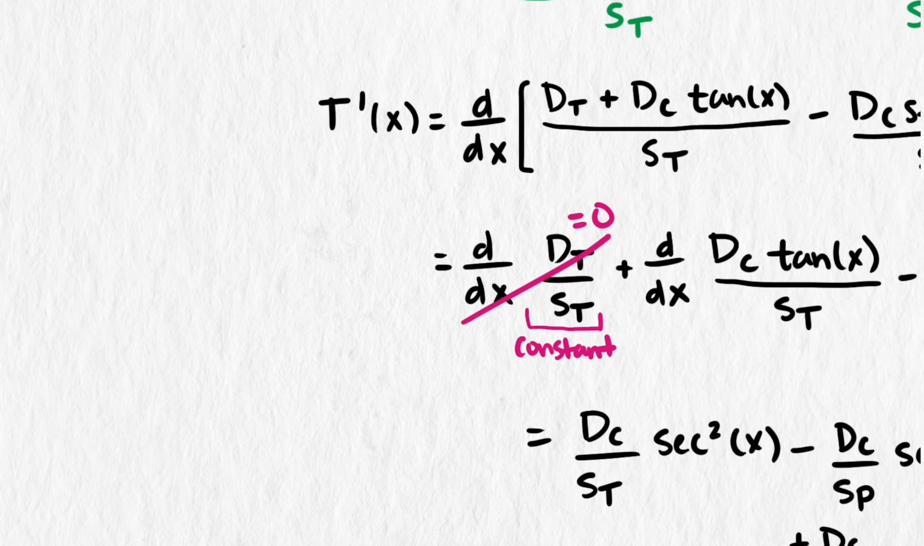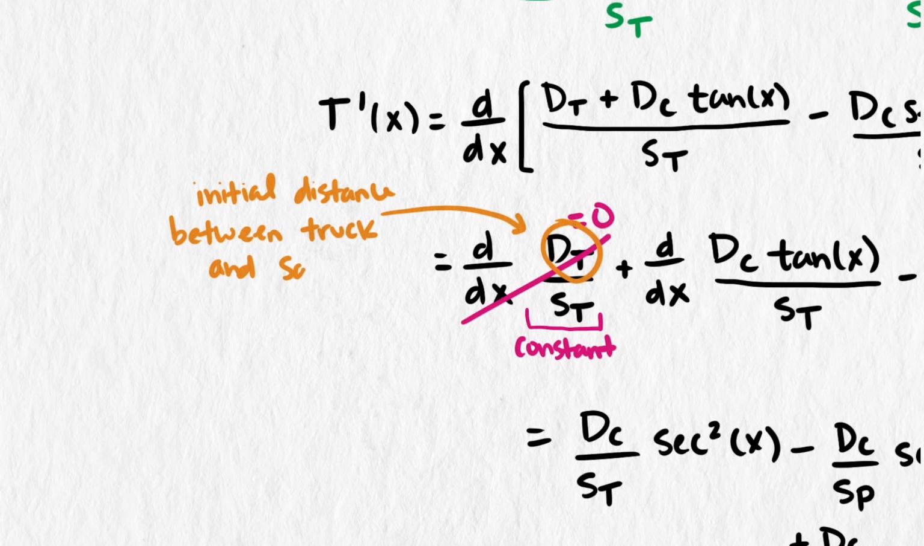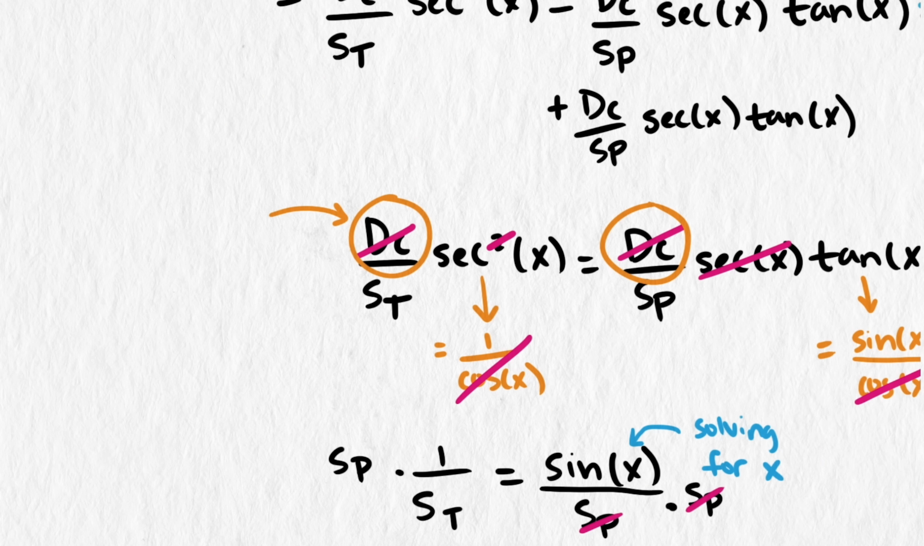Already, we can notice that the derivative of the function does not depend on the distance between the truck and the pedestrian. That parameter doesn't show up in the derivative, so it can't affect the optimal angle. As we solve, notice that the distance from the pedestrian to the curb divides out, so the parameter also doesn't affect the optimal angle.